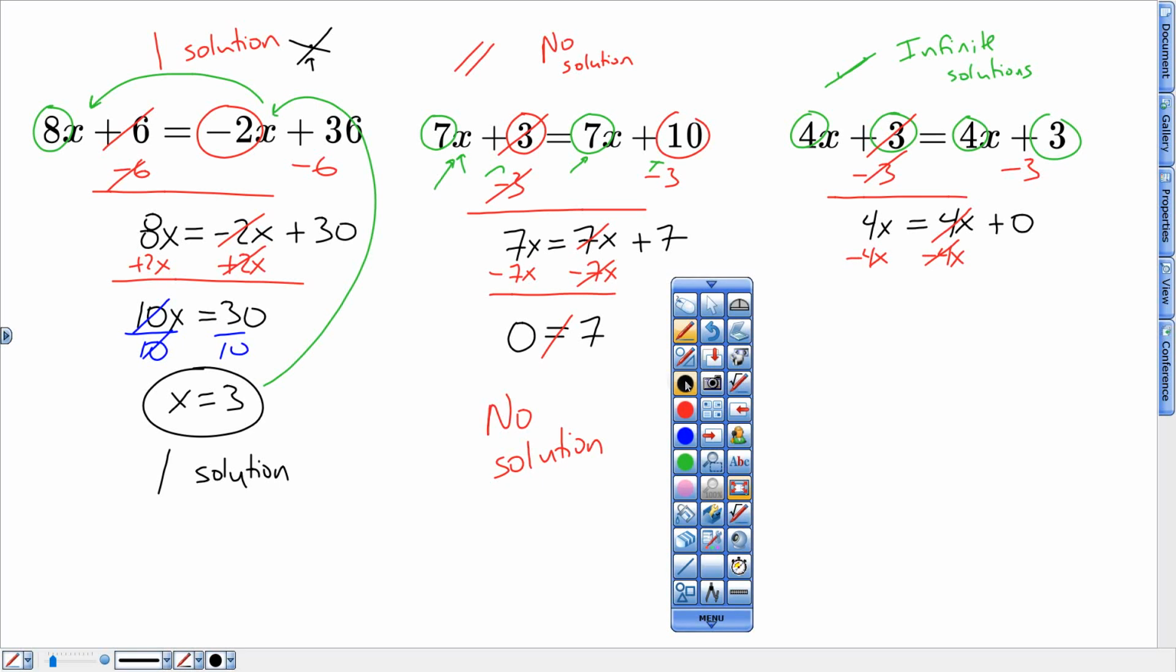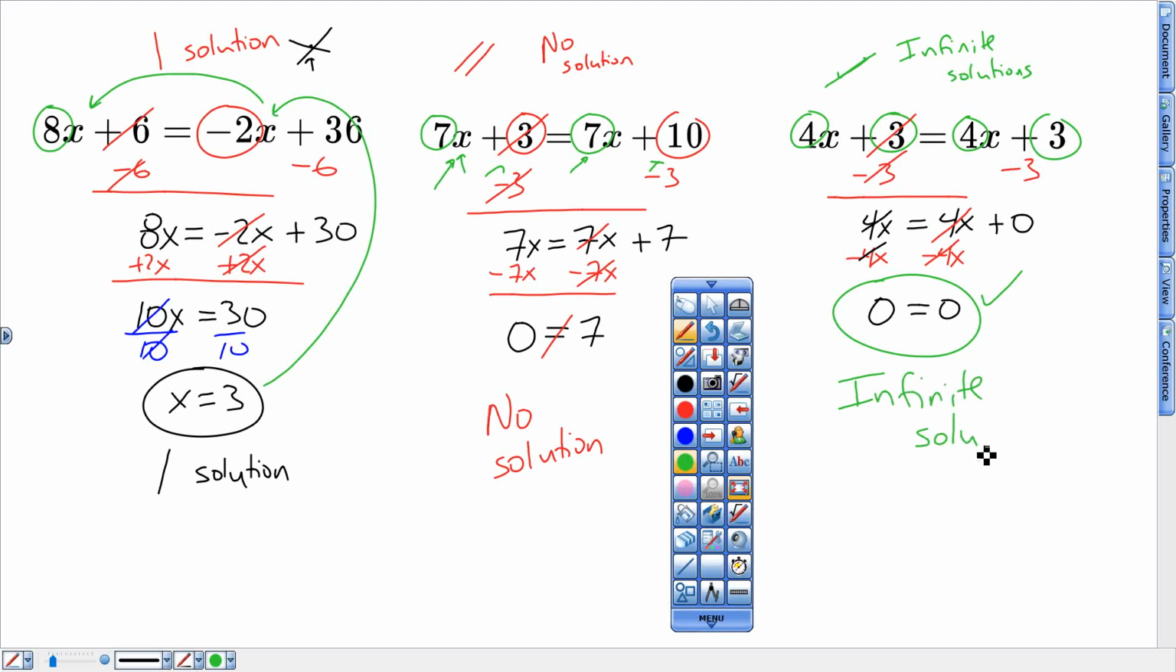And that gives you that weird statement, when these cancel away too, of 0 equals 0. That is a true statement. So that's your infinite solutions look. Infinite solutions.